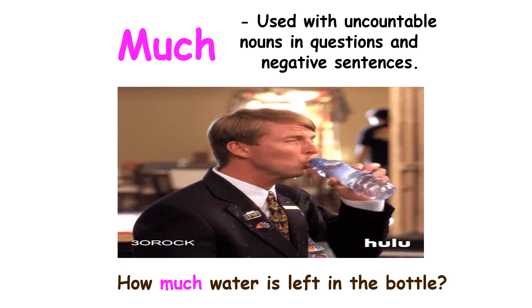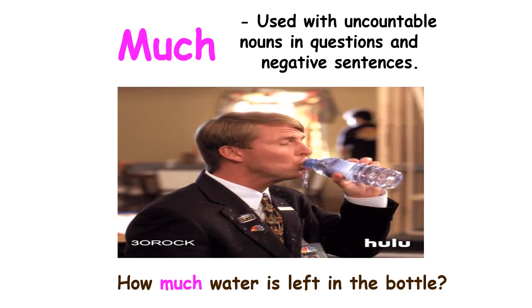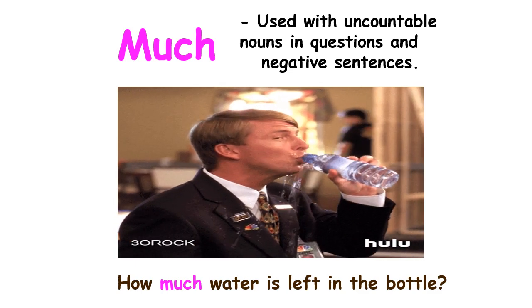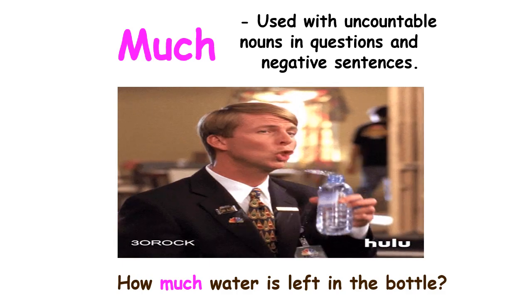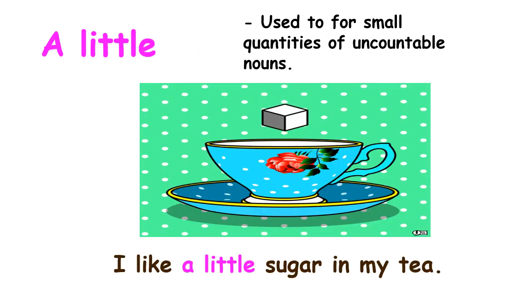Much is used with uncountable nouns in questions and negative sentences. For example, how much water is left in the bottle, or he doesn't have much water. A little is used for small quantities of uncountable nouns. For example, I like a little sugar in my tea.